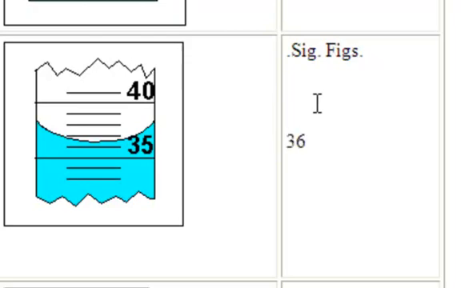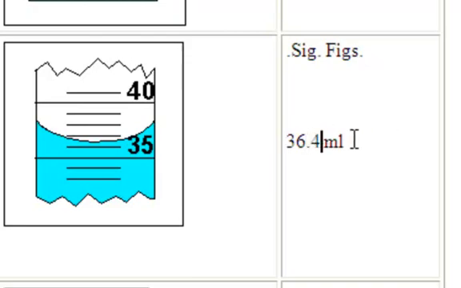36 milliliters. But there's a 36 line right here. And I haven't taken my guess yet, so I need to do that. 36 point, what do you think? Where do you think the bottom of the meniscus would be? I'm going to put 4.